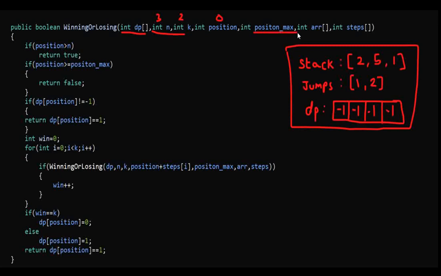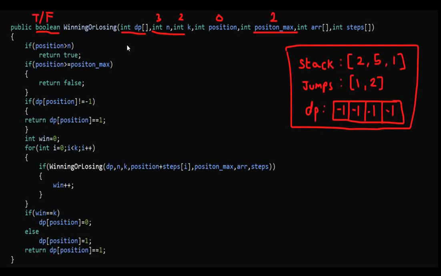So position max contains the index of the largest value in the stack. So over here 5 is the largest value and its position is 2. We are using 1 based indexing for representing it, and ARR and steps are the two arrays which we are given. Very fine. So DP is firstly initialized with the value -1. So we'll fill DP with 1 if the given index is a winning position, and we'll fill it with 0 if the given index is a losing position. Now let's talk about the return type of our function. So it's a boolean type function. So we return true for a winning position and we return false for a losing position.